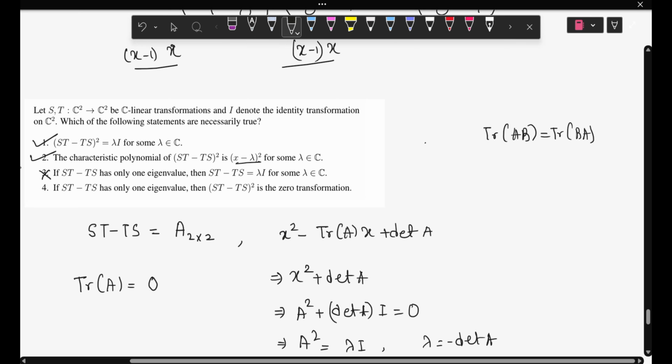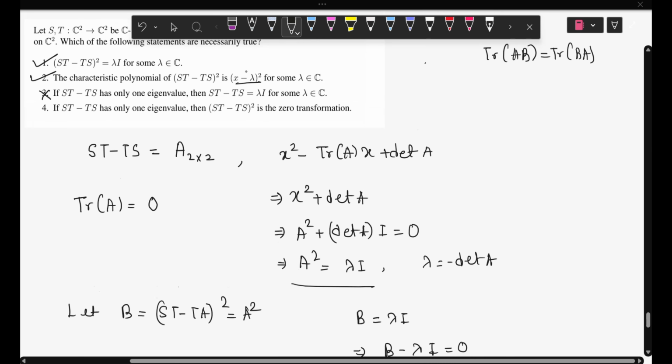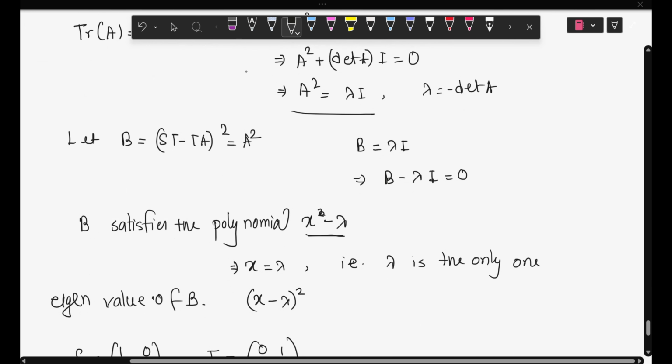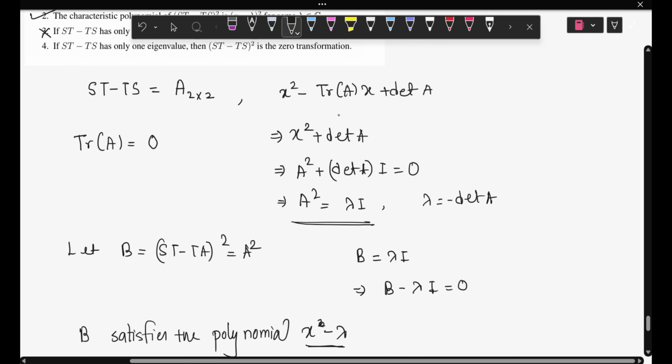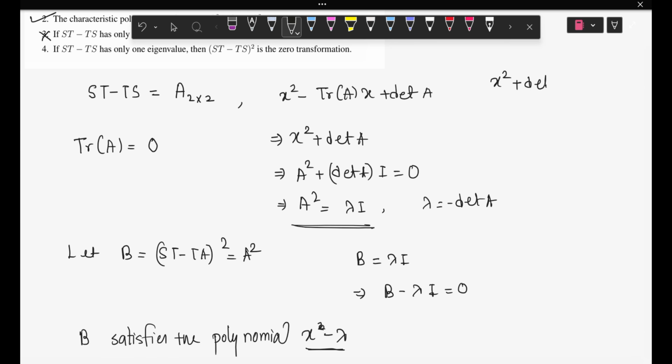Now let's move to option D. If ST minus TS has only one eigenvalue, then ST minus TS whole square is the zero transformation. To check that, note that I have already discussed the characteristic polynomial of A. The characteristic polynomial of A is x square plus det A. Okay. Now I'm claiming that det A is equal to 0.